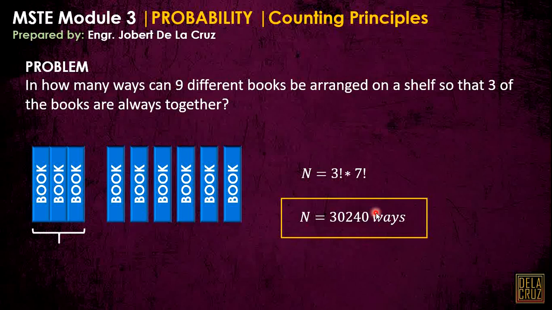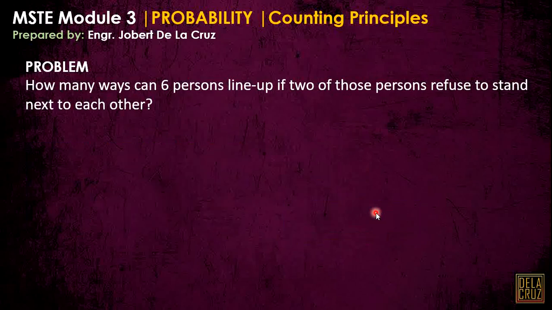Okay, so another example pa rin. How many ways can 6 persons line up if 2 of those persons refuse to stand next to each other? Okay, so again, refuse to stand next to each other. Meaning, hindi sila pwedeng magtapad, no? Or hindi sila pwedeng standing to each other.